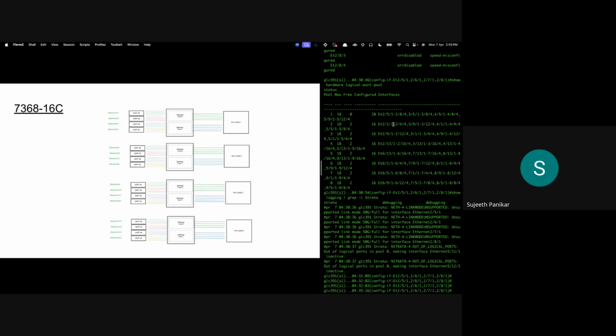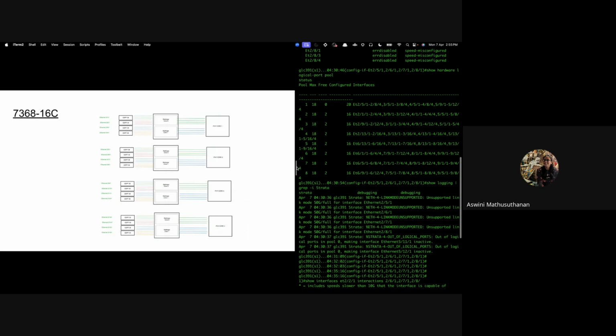Okay. So that's where the limitation is. We can't accommodate 64 logical interfaces. From the 64 breakout, I can only handle 18. Okay, that way. Got it. So, Sachin, does that help answer the query?